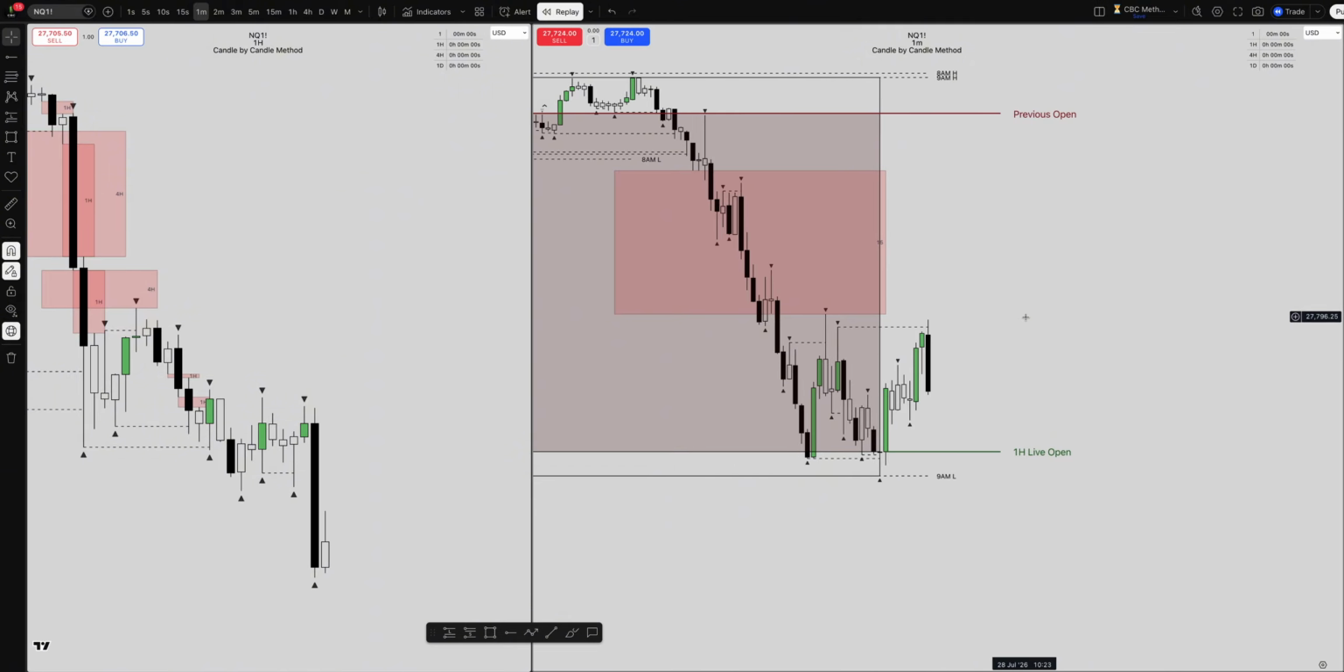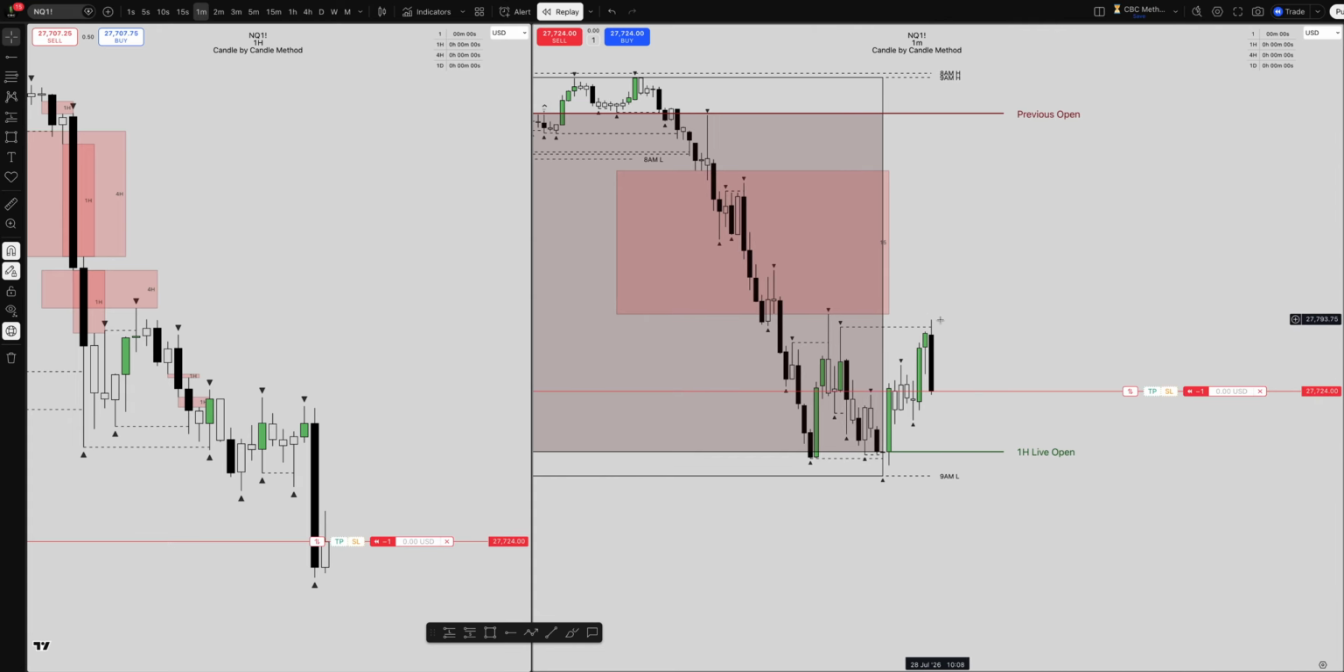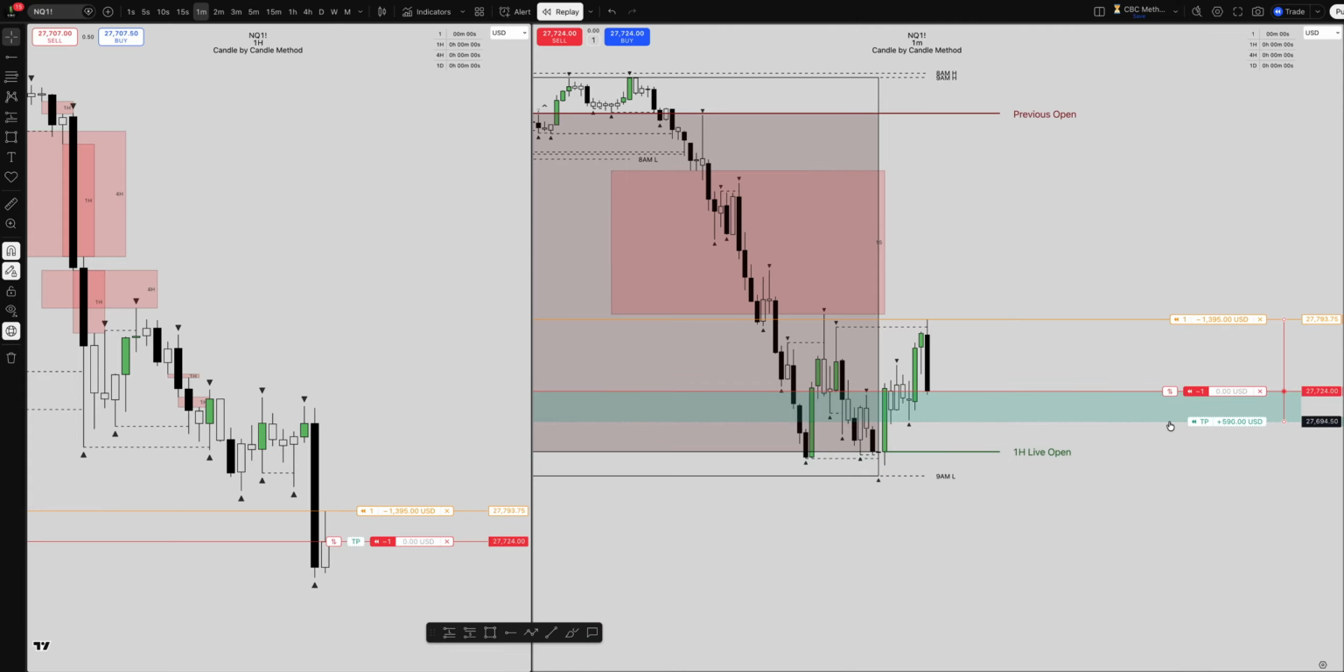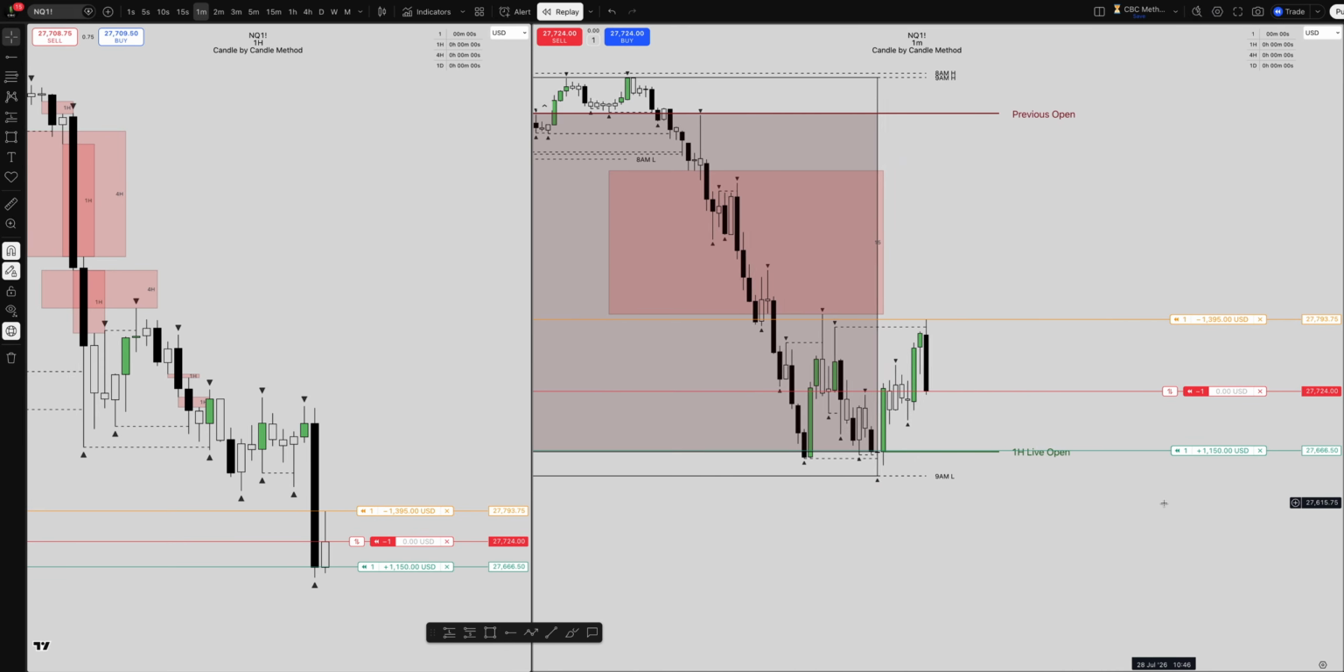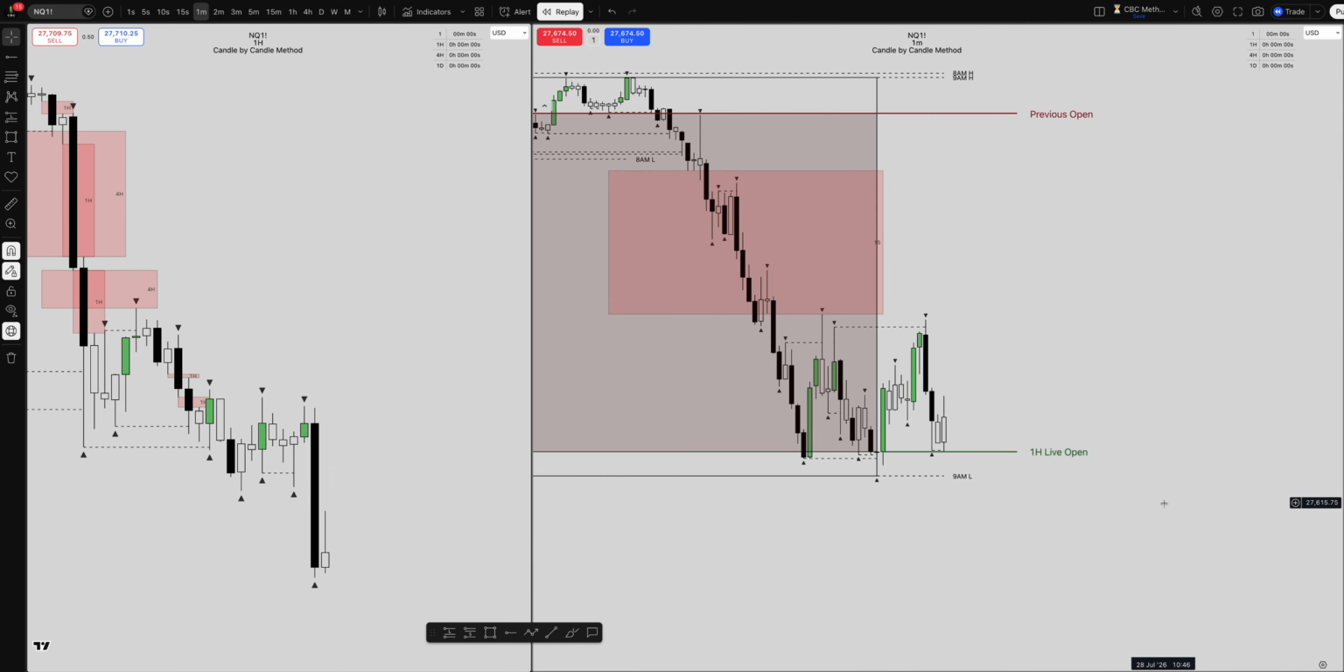1 minute swing points. Okay, this is a good one, with a strong momentum after sweeping the internal high. I will go and target the live open. Okay, just 1 minute, 2 minutes, 3 minutes, and we hit the target.